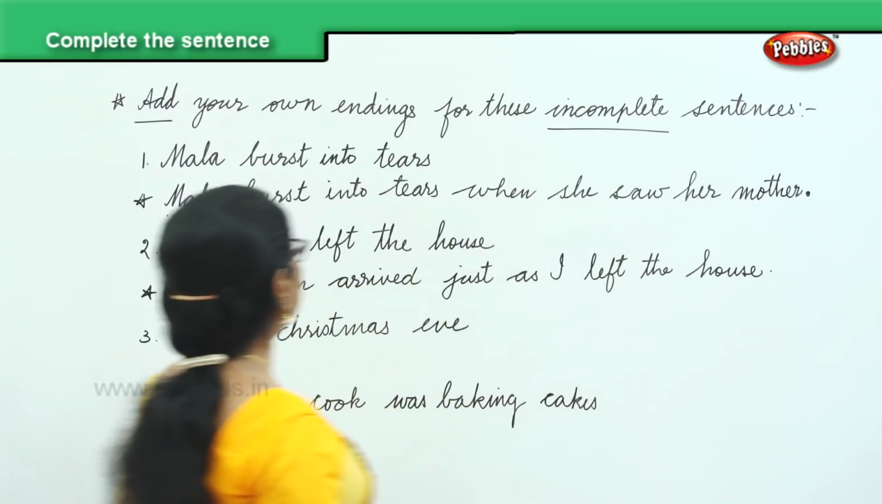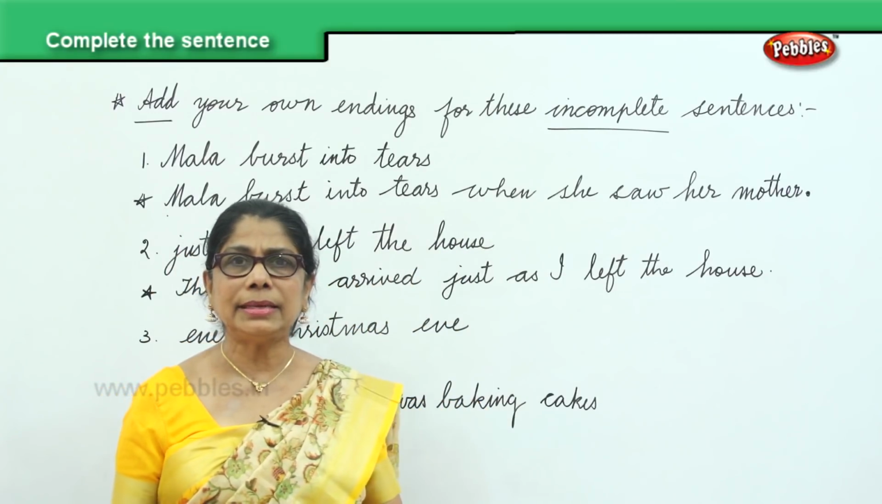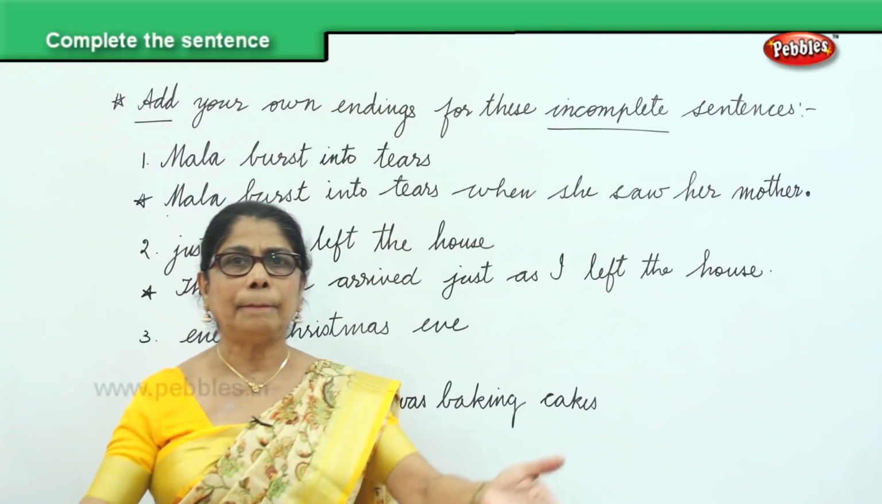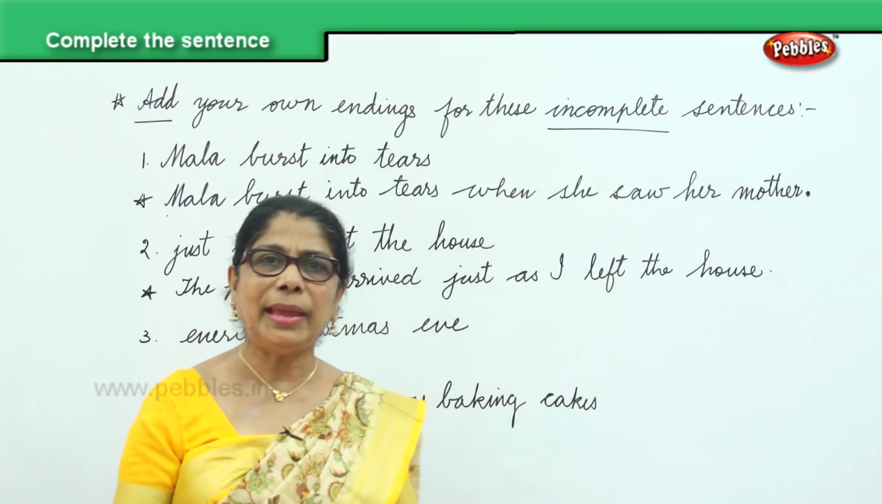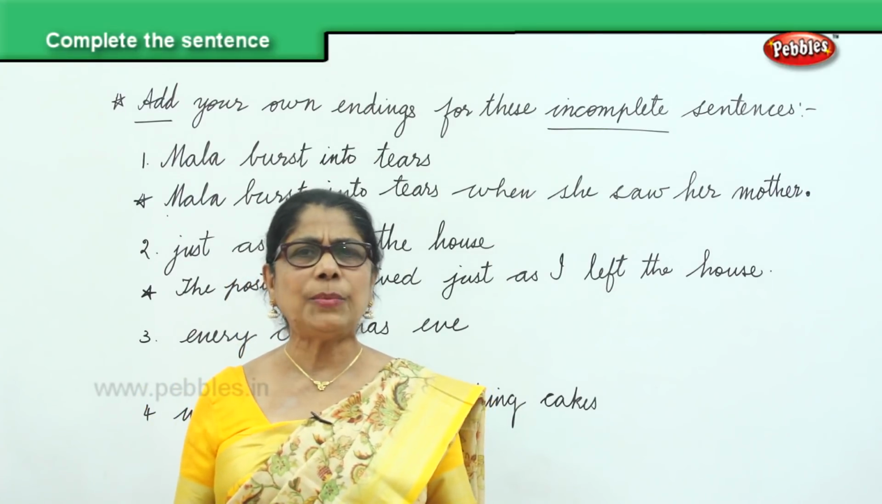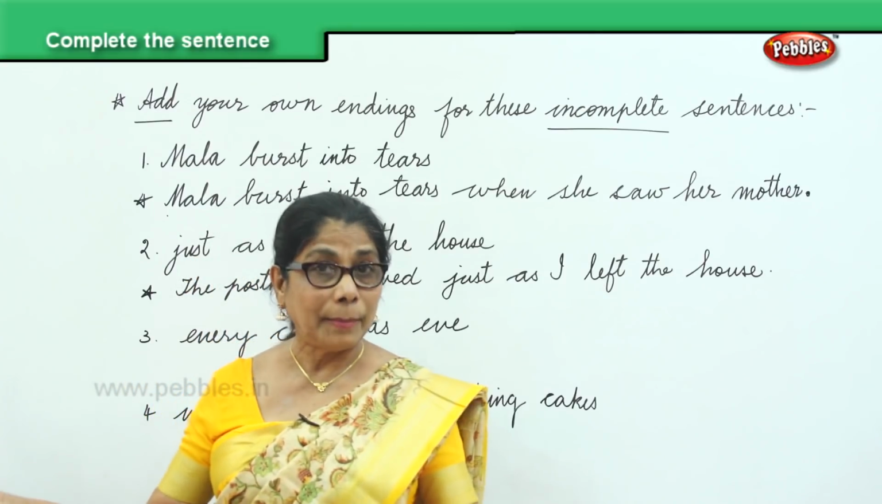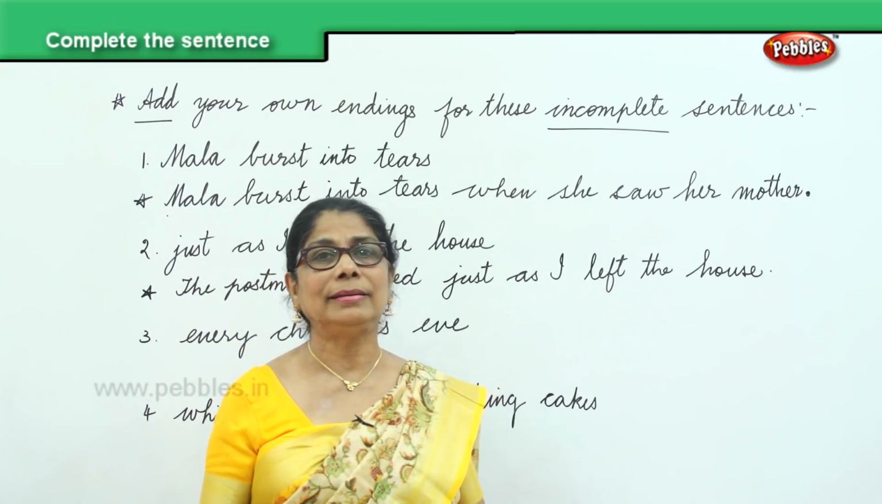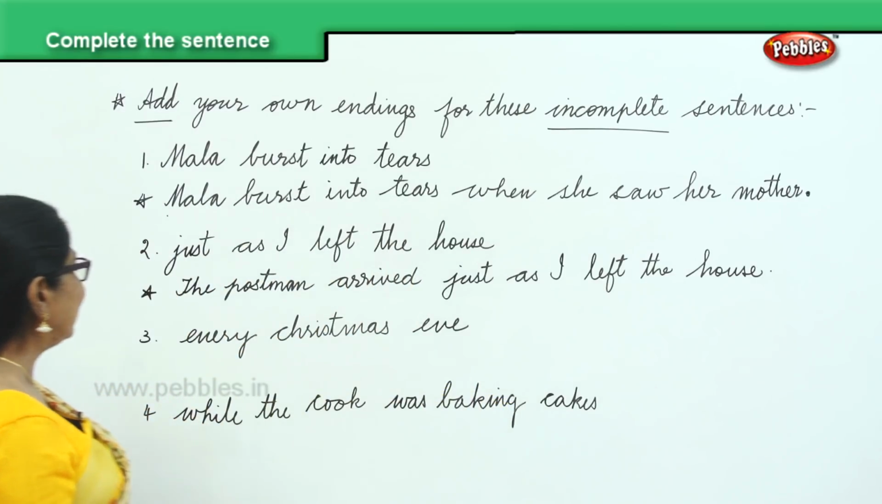Okay? So, just as I left the house, my uncle arrived. Just as I left the house, the maid arrived. You can say whatever. Just as I left the house, my friend joined me, or my friend arrived. Okay, whatever you want, you can write.